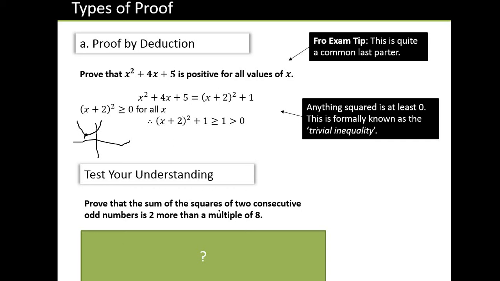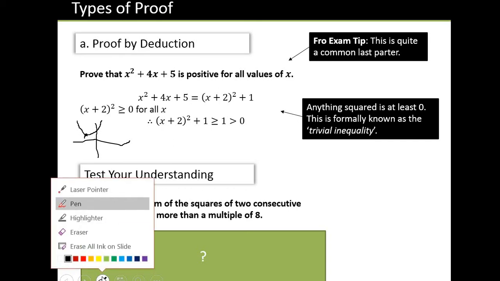Prove that the sum of the squares of 2 consecutive odd numbers is 2 more than a multiple of 8. Okay, now they've got to be consecutive odd numbers, so a little bit different to that one we did earlier. So let's have a look how we do this.